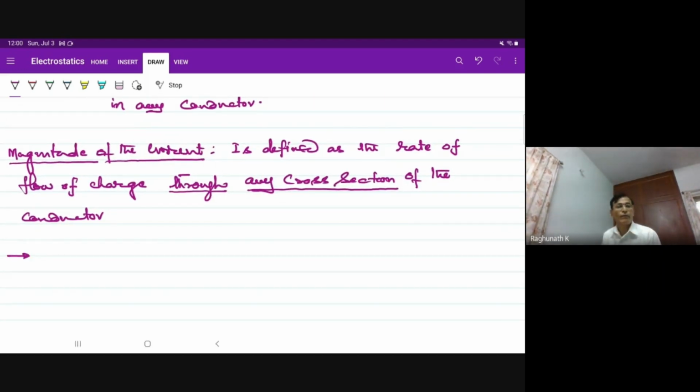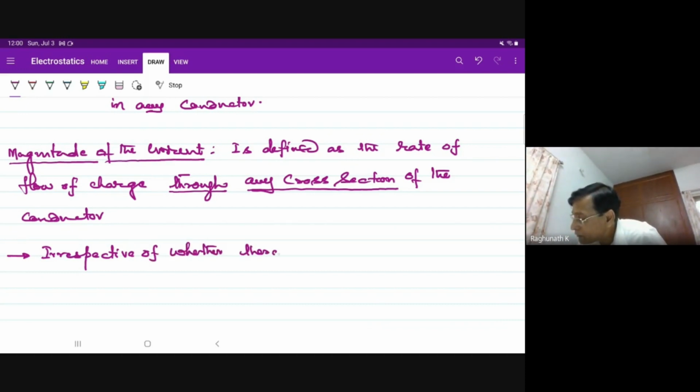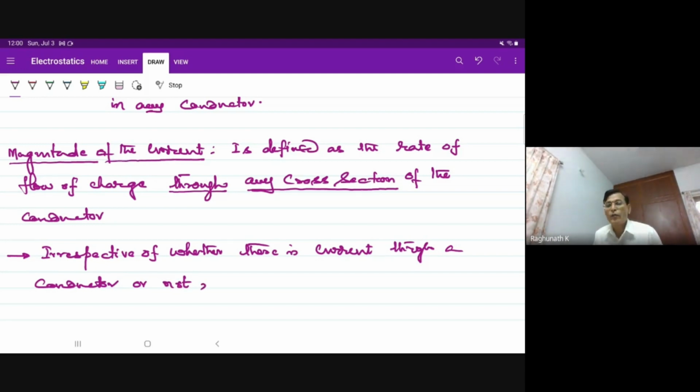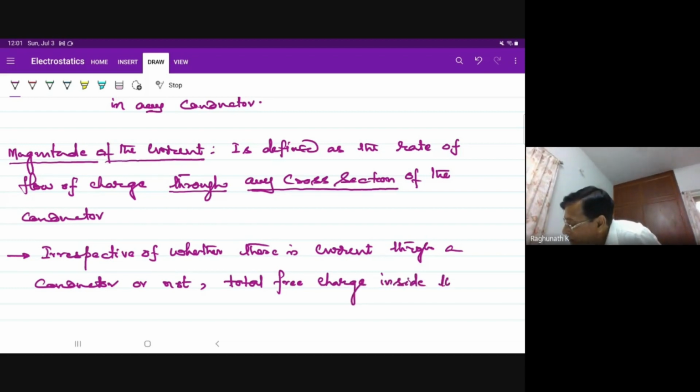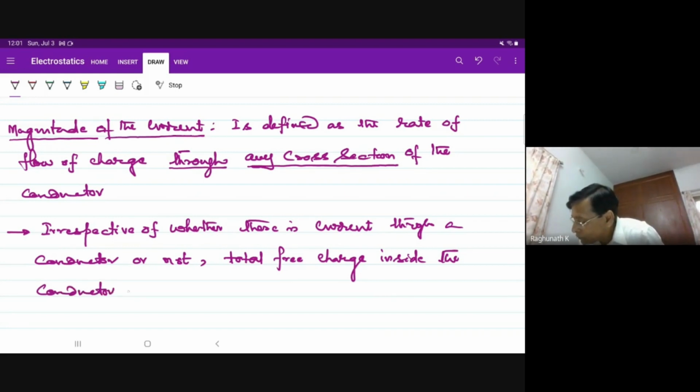Next point. Irrespective of whether there is current through a conductor or not, total free charge inside a given conductor remains constant. It cannot change. Free charge required for the conduction, I'm talking about only free charge here, inside the conductor is fixed.